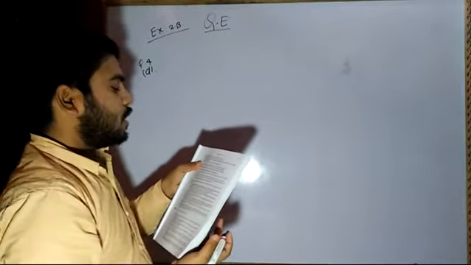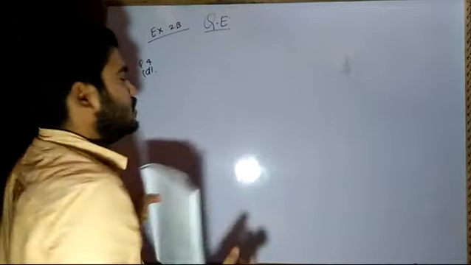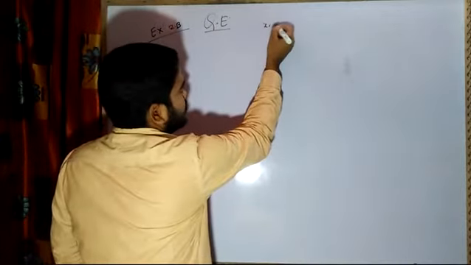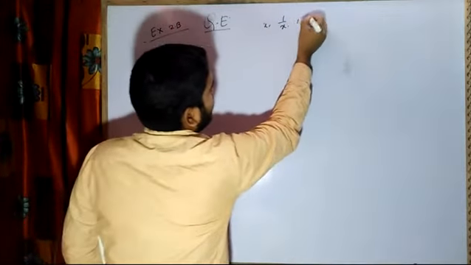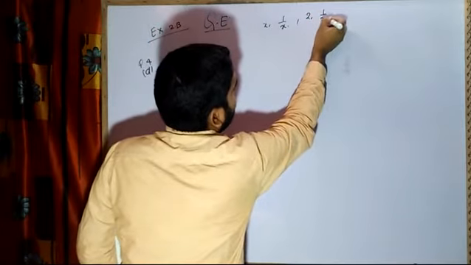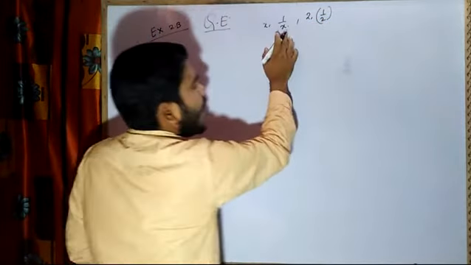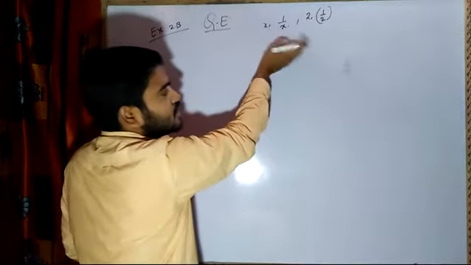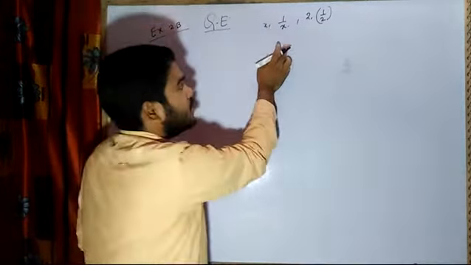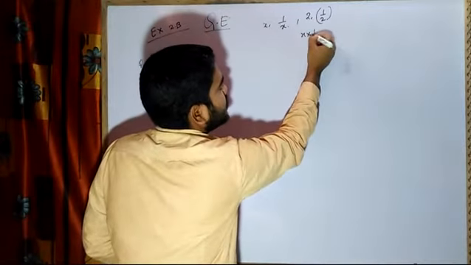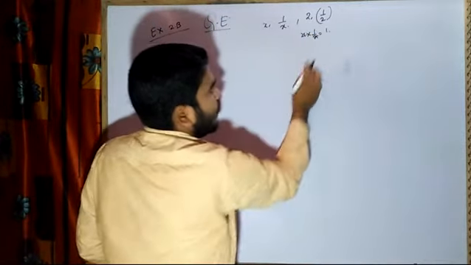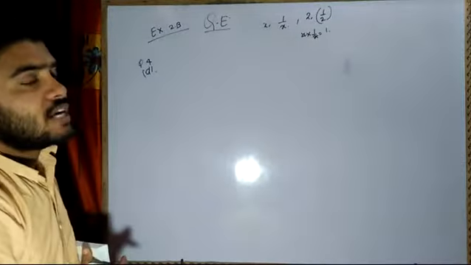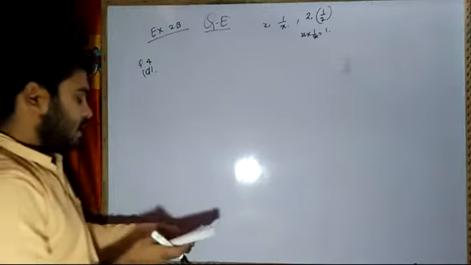Divide 15 into two parts whose sum of reciprocals. So reciprocal means what? If a number is x, its reciprocal will be 1 by x. If I say one number is 2, its reciprocal will be 1 by 2. The product of the number and its reciprocal should always be equal to 1. Then you will say that the reciprocal is correct.